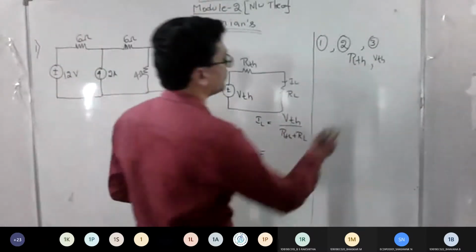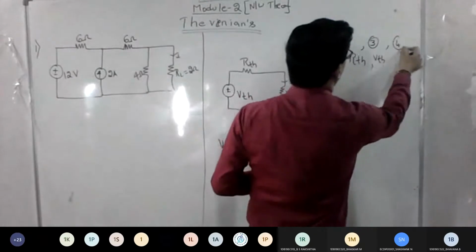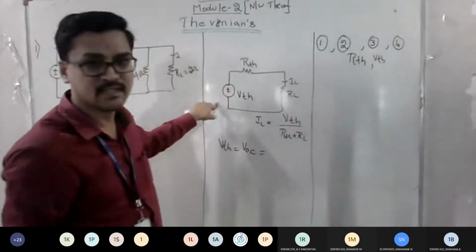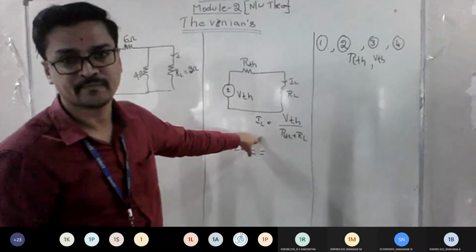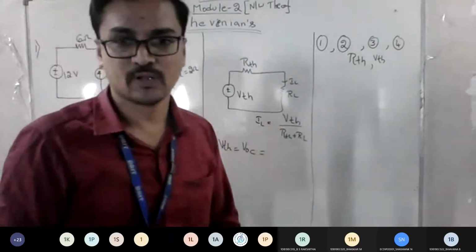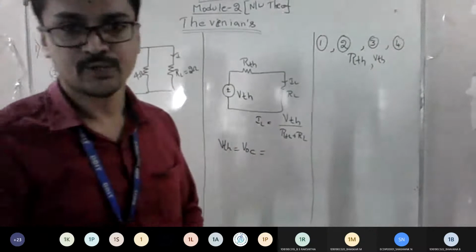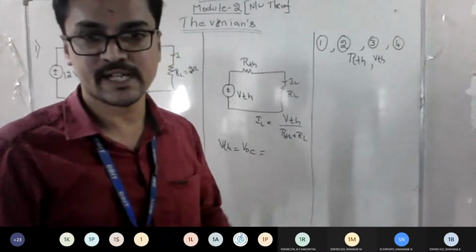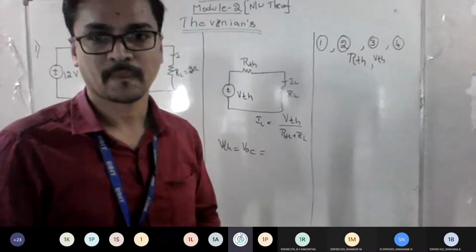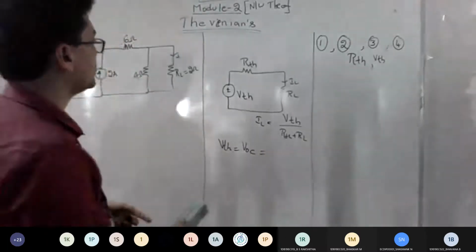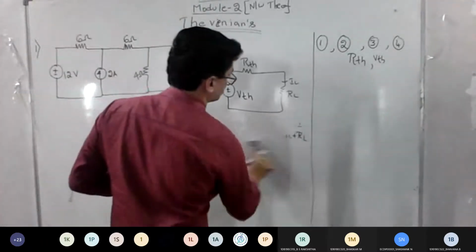And last, step number 4 is what? You need to write the equivalent Thevenin circuit like this and get the answer of load current. So these are the 4 different steps you need to follow to calculate a Thevenin's equivalent circuit. Am I clear? Yes, sir. Good. So let's proceed with the problem.